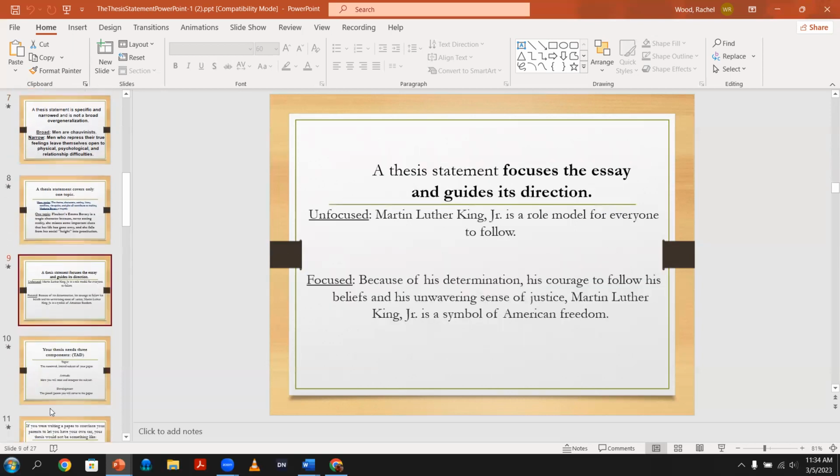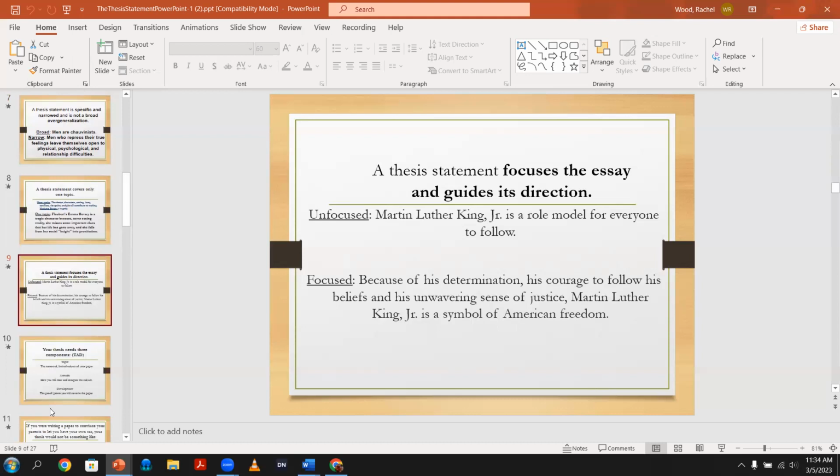Okay. A thesis statement also focuses the essay and guides its direction. So Martin Luther King Jr. is a role model for everyone to follow. That is unfocused. It doesn't have three major points in it.